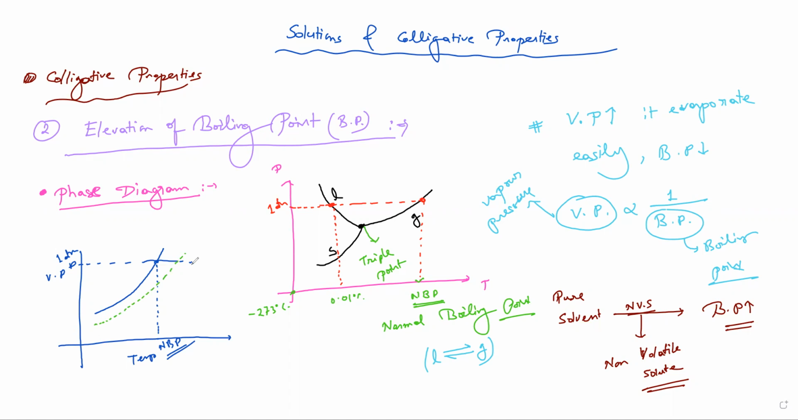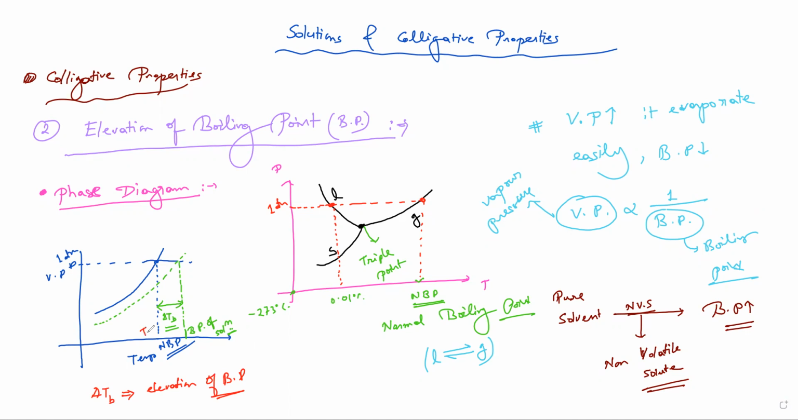this value comes here. This is the boiling point of solution. And the difference between these two is delta T, del TB. Now del TB is the elevation of boiling point. Why is this called elevation of boiling point?